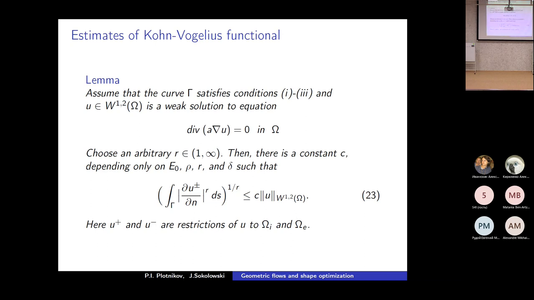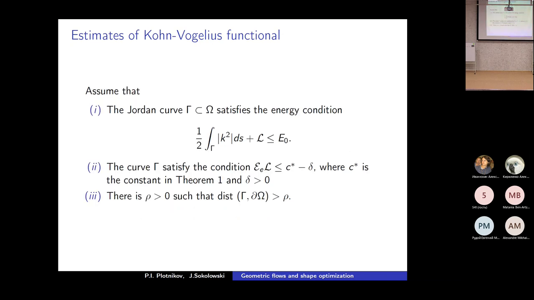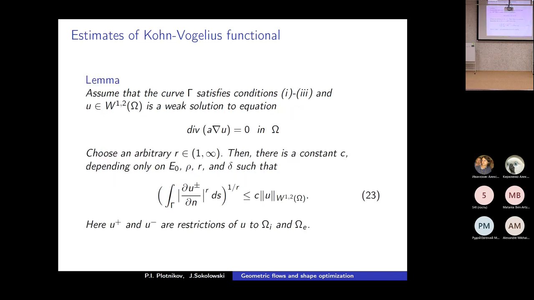The first result is the following. Assume the following conditions are satisfied. First is boundedness of energy, which is satisfied in any case. The second is the non-intersection condition. It may be replaced by any quantitative non-intersection condition. And the last is the positive distance between the interface and the boundary of the whole total domain, okay?